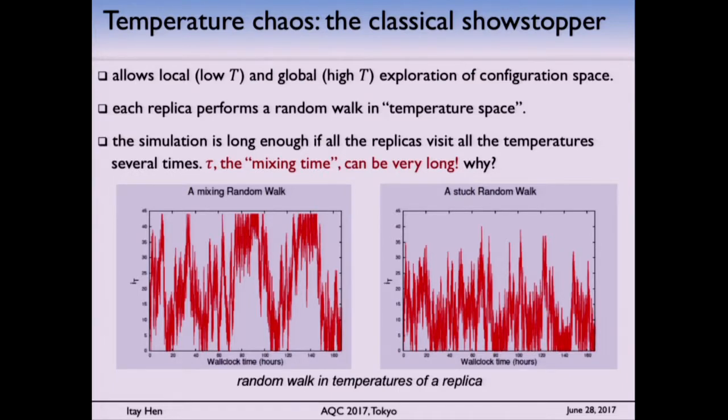Low T means that you're more greedy, and so each replica performs a random walk in temperature space. It means that if you want to thermalize the spin glass, then the replica has to sort of visit all the temperatures, and this is a very good example of a replica visiting all the temperatures.